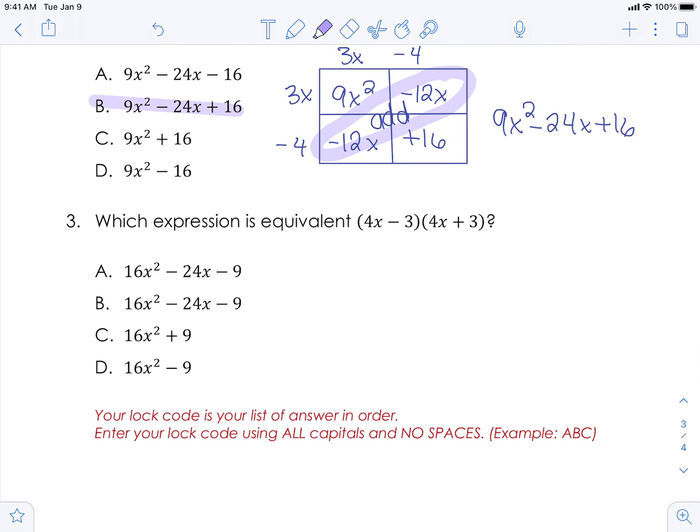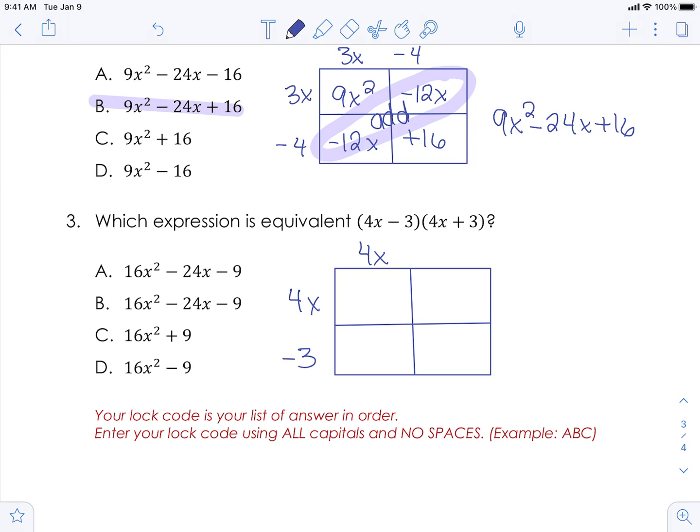Okay, looking at number 3, same concept, so I'm going to draw my box. So I have 4x minus 3 and 4x plus 3. I multiply. 4x times 4x is 16x squared. 4x times 3 is a positive 12x. -3 times a 4x is a -12x. And -3 times positive 3 is a -9.